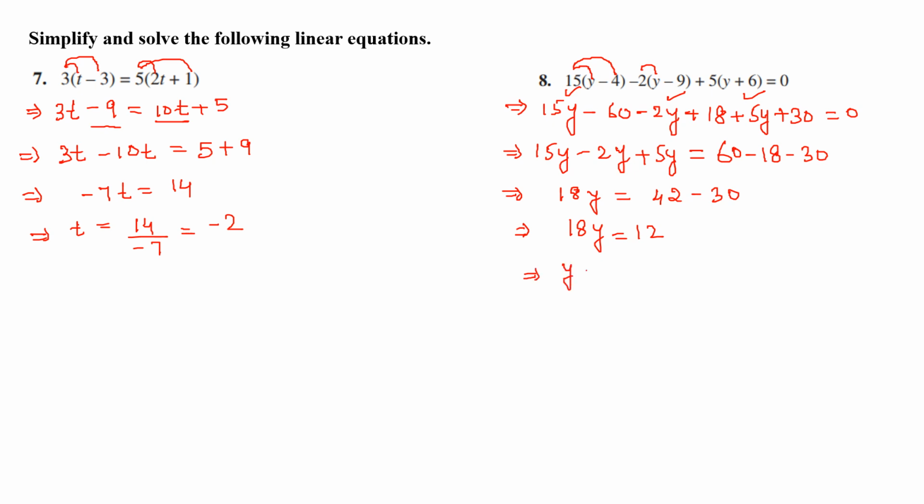So the value of y will be 12 by 18 because I have transposed 18 to the RHS. So multiplication will change to division. Then 6 times 2, 6 times 3. So it is 2 by 3. So this is your question number 8. Now moving to question number 9.